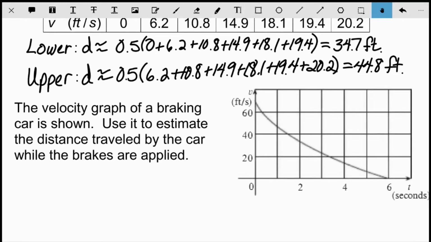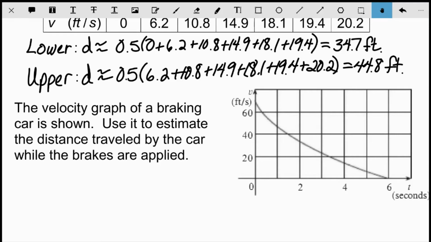Okay, so here's another example of the same type of thing, just a simple application. It says the velocity graph of a braking car is shown. Use it to estimate the distance traveled by the car while the brakes are applied. Okay, so this time we're not given a table of values. So the first thing we have to think about on a problem like this is what method do we want to use and how many subintervals do we want to use? Since I don't have exact values to work off of, I want to get as accurate of a solution as I can, but I need to decide which method's going to work the best in this case.